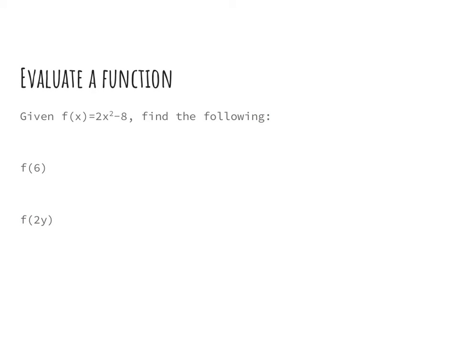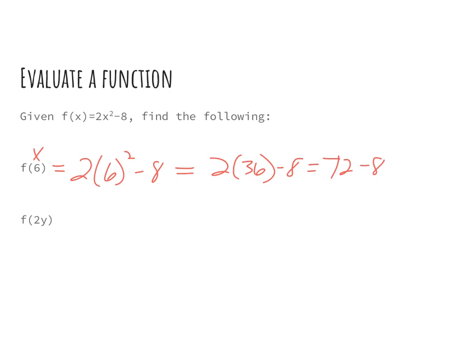For the last thing we're going to talk about, we're going to use function notation and evaluate a function. So we're given f of x is equal to 2x squared minus 8, and we're going to find the following, f of 6. So 6 is going to go in for x. So instead of 2x squared minus 8, I'm going to have 2 times 6 squared minus 8. 6 squared is 36, so I'm going to have 2 times 36 minus 8. 2 times 36 is 72. And then 72 minus 8 is going to be 64.